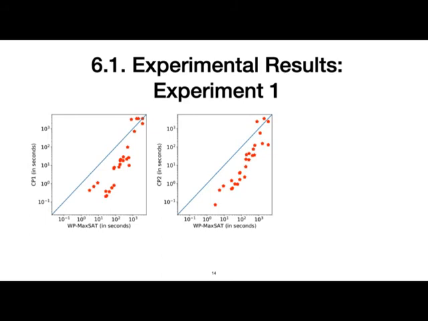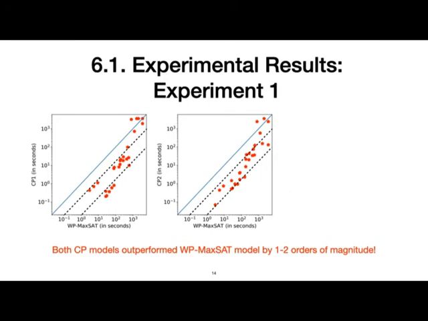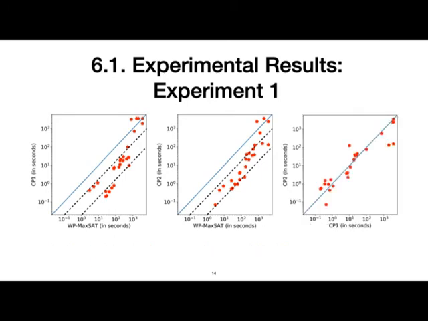When we compared the CP models against the previous state-of-the-art model, which is weighted partial max SAT, we observed 1 to 2 orders of magnitude runtime improvement. When we compared the CP models against each other, we have observed a similar runtime performance.